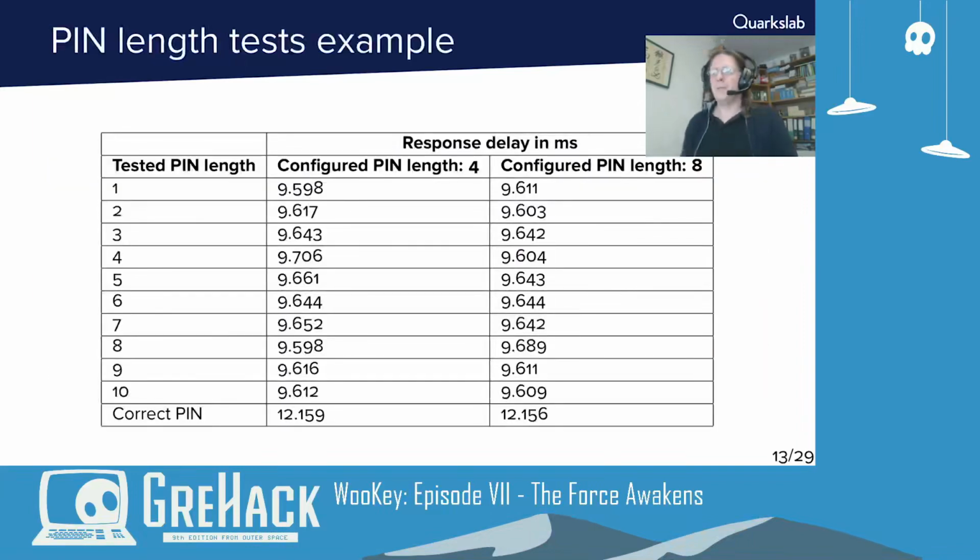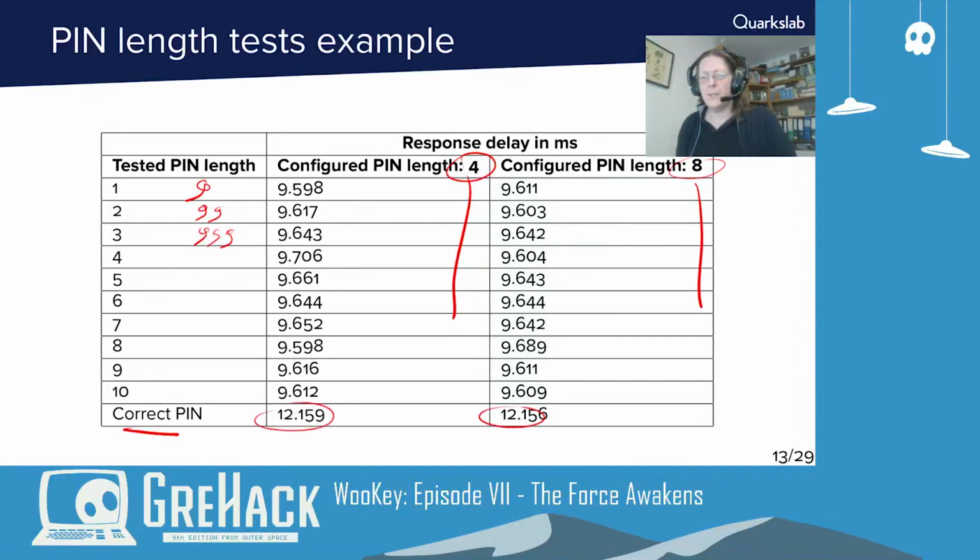Here, for example, we test for the pin length. We set up first a pin of length 4 in this column, and here a pin of length 8 in this column, and then we try pins of different length with the wrong pins. Like we try to inject 9, then here 99, then here 999, etc. And you see when the correct pin is sent, the timing is very different.